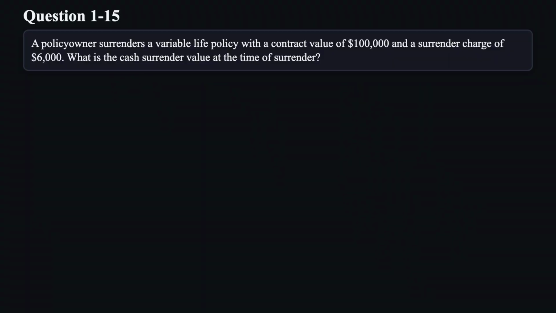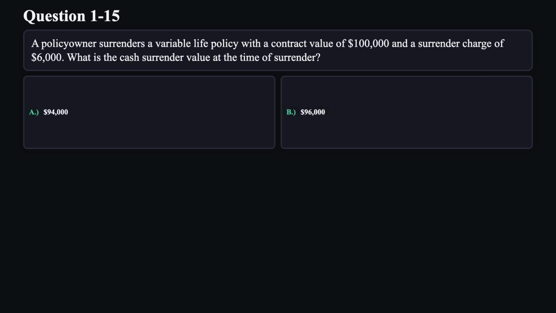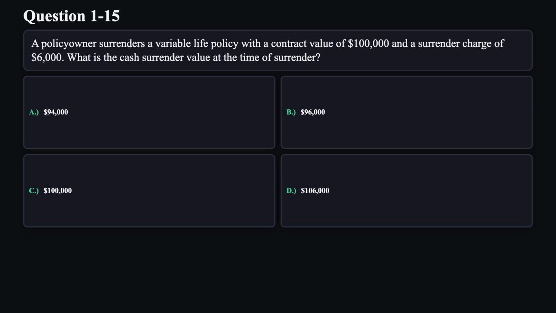Question 15. A policy owner surrenders a variable life policy with a contract value of $100,000 and a surrender charge of $6,000. What is the cash surrender value at the time of surrender? A. $94,000. B. $96,000. C. $100,000. D. $106,000.